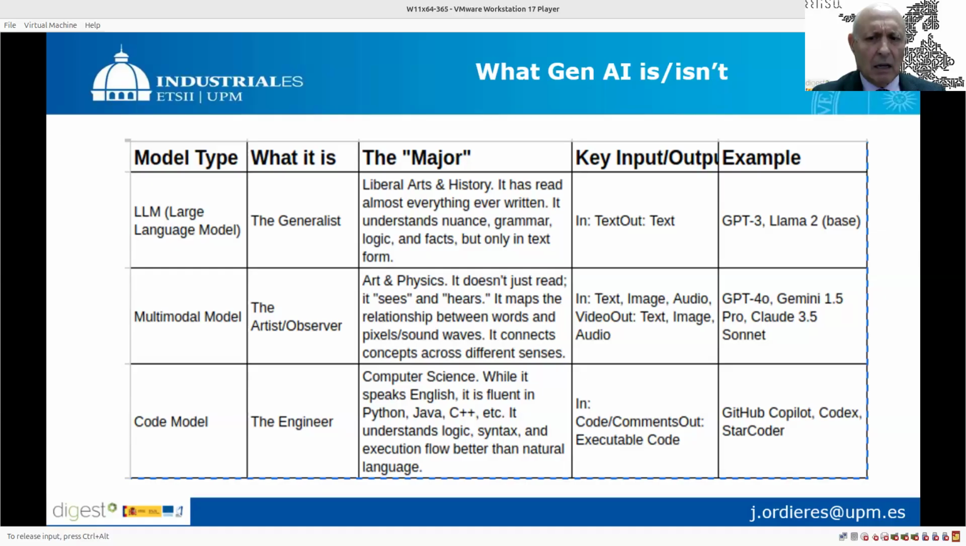It doesn't mean that the generalistic model is not able to produce code. For sure they can. Indeed, the multimodal models can also produce code. But it's true that those specific models are much more oriented to that activity.